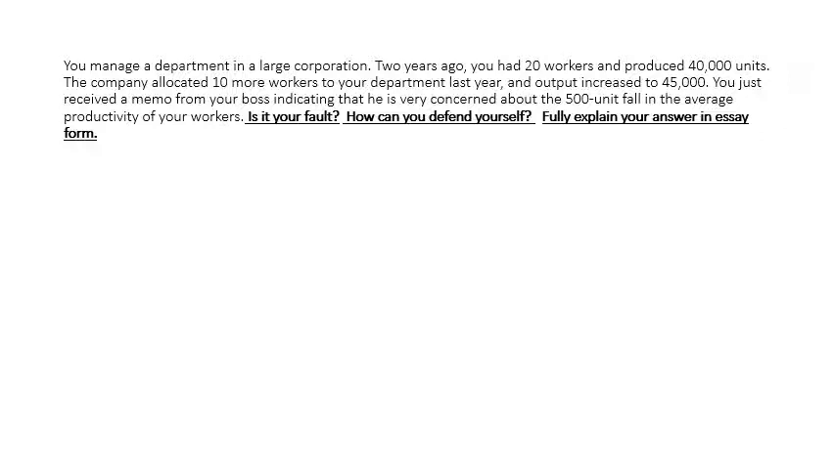You manage a department in a large corporation. 2 years ago, you had 20 workers and they produced 40,000 units. The company allocated 10 more workers to your department last year, and output increased to 45,000. You just received a memo from your boss indicating that he is very concerned about the 500 unit fall in the average productivity of your workers.